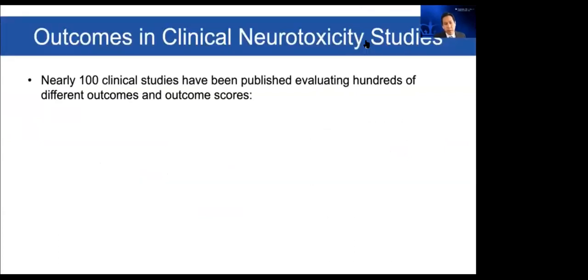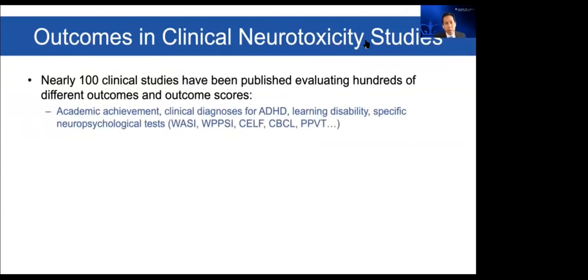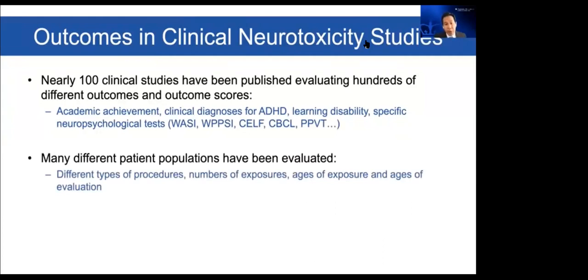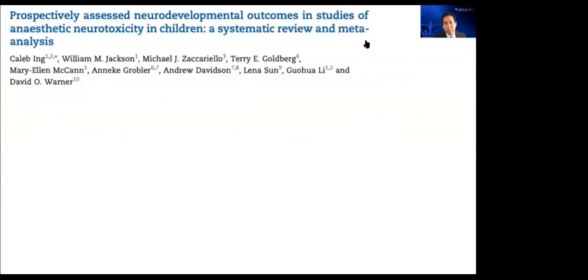Nearly 100 clinical studies have been published evaluating hundreds of different outcomes and outcome scores. These include academic achievement scores, clinical diagnoses for conditions such as ADHD, learning disability, and specific neuropsychological tests. There have been many patient populations that have been evaluated, including children undergoing different types of procedures, numbers of exposures, ages of exposure, and ages of evaluation. Given this vast amount of data, it's difficult to make sense of it.